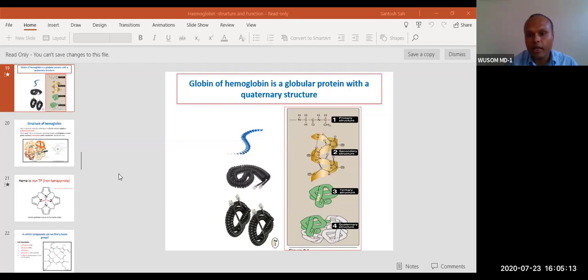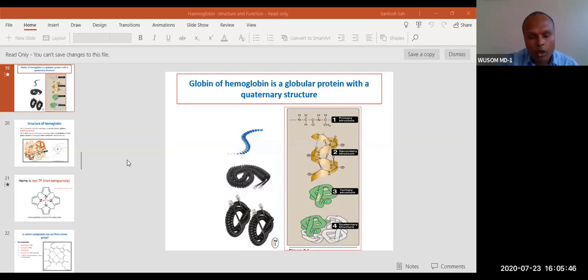So we will compare hemoglobin, a multimeric protein, with myoglobin, a monomeric protein. How do the tertiary structure and quaternary structure differ? Tertiary structure is monomeric and quaternary is multimeric. So how do the changes in this structure influence its function? We will talk about that today.